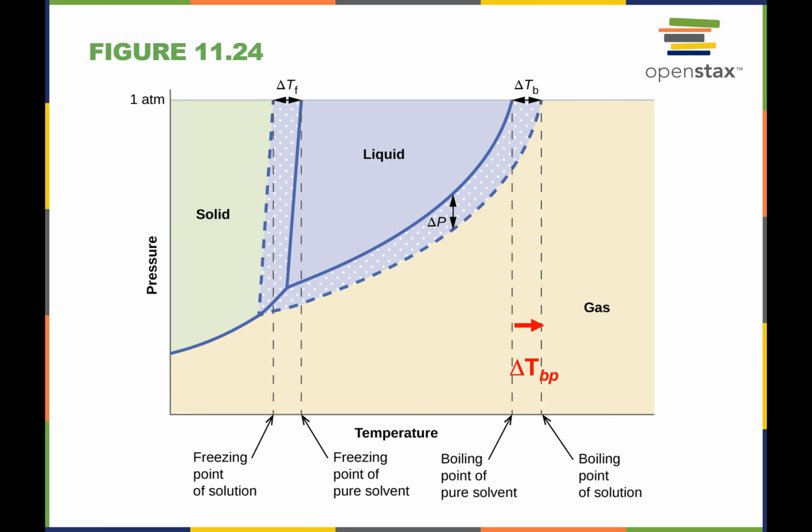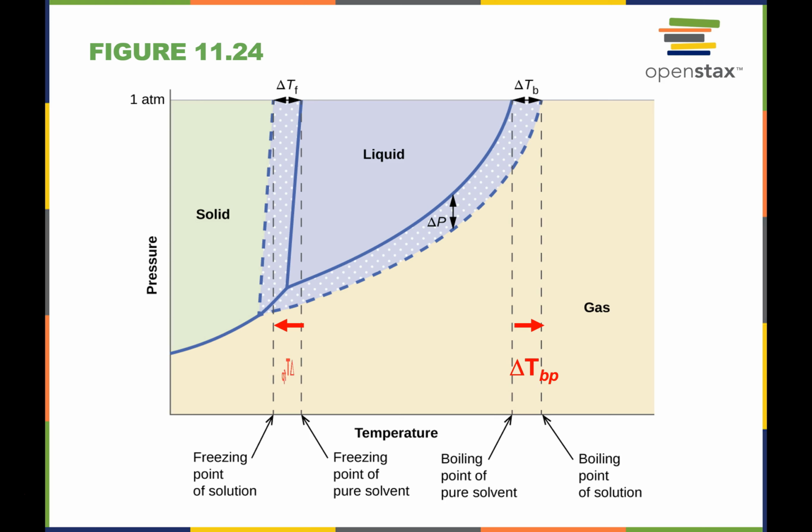So boiling point elevation, what does that mean? Well, remember the solid line is pure solvent. The dotted line is a solution, so a solute has been added. We can see up here at a given pressure, this is atmospheric pressure, the corresponding temperature is the boiling temperature. You can see this boiling point elevation.